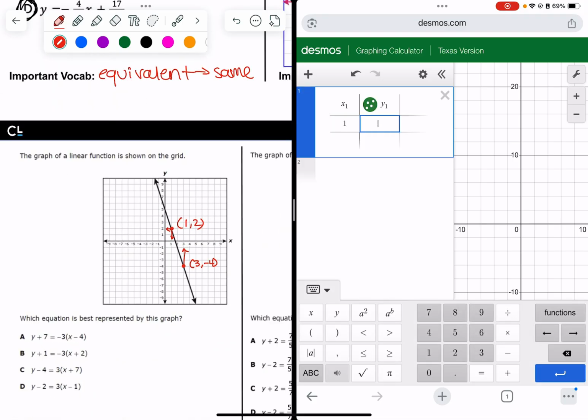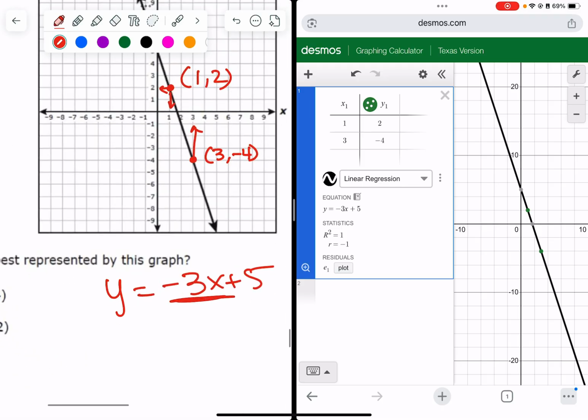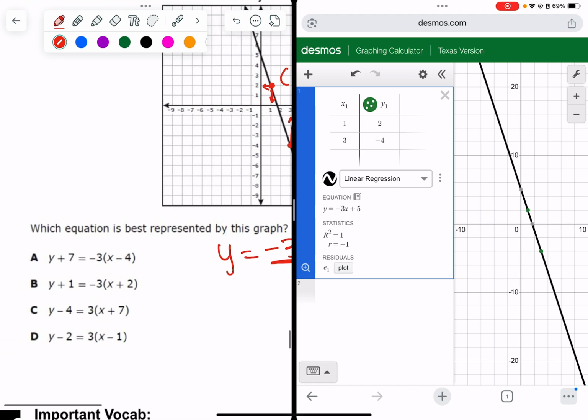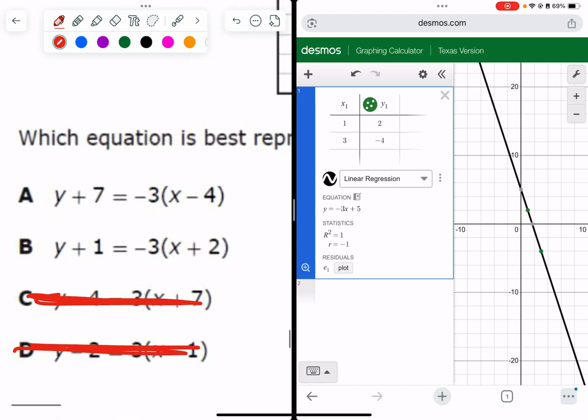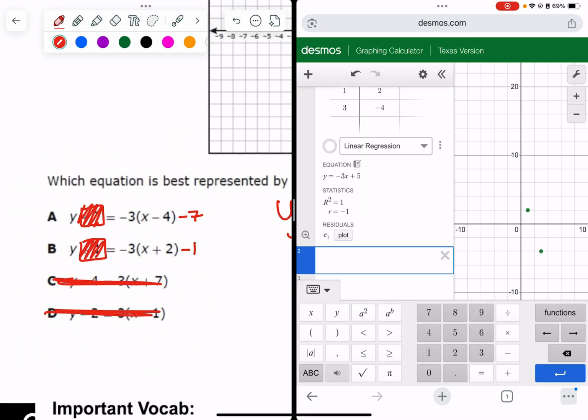So let's go ahead and put those in Desmos. 1, 2, 3, negative 4. Put the little dots. I get y equals negative 3x plus 5. I know my negative 3 is my slope, and I know that c is not negative and d is not negative. Now, before I put these in, remember, we are solving for y. So the opposite of a plus 7, minus 7. Opposite of a plus 1, minus 1. And then we would graph these.